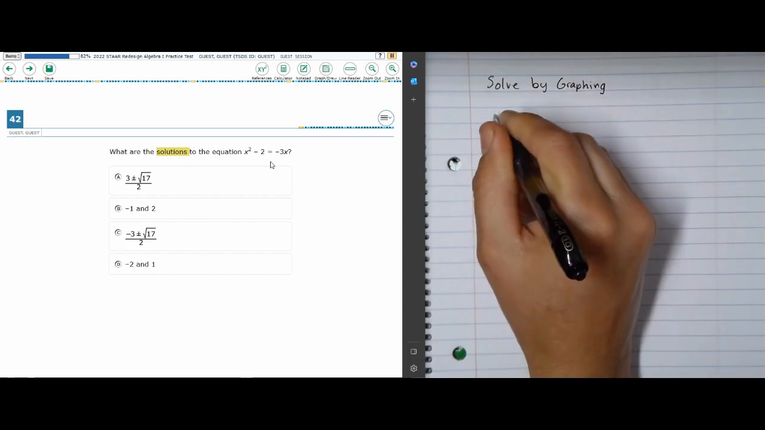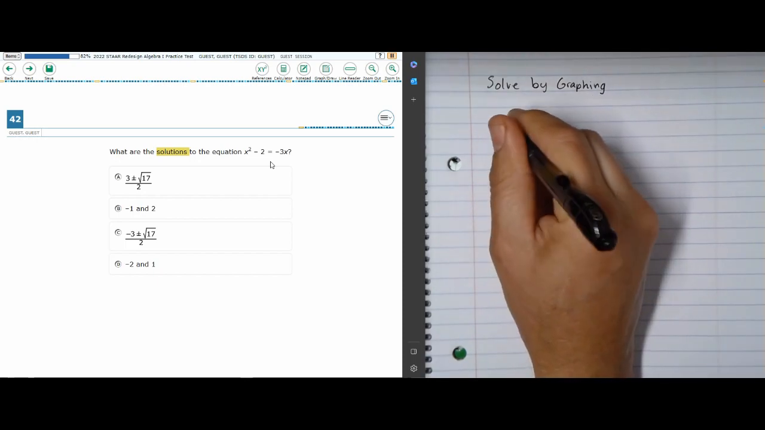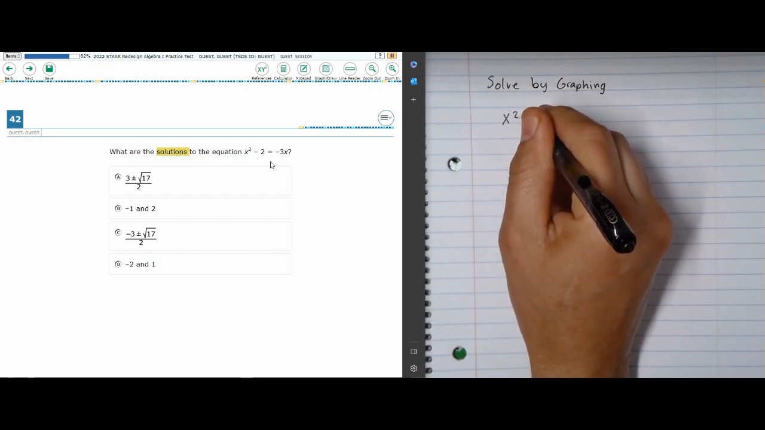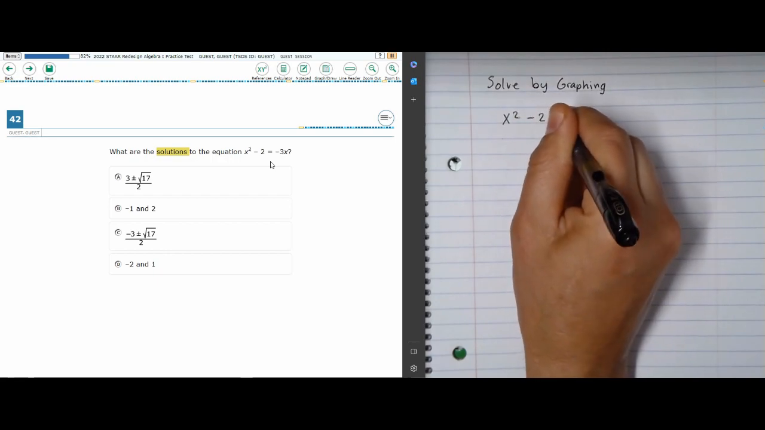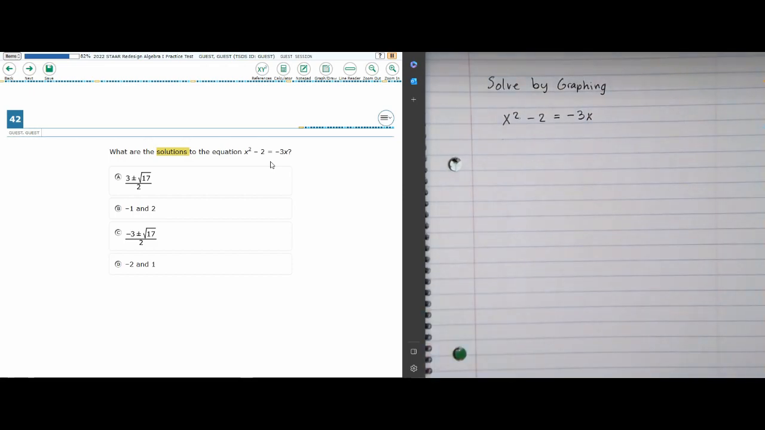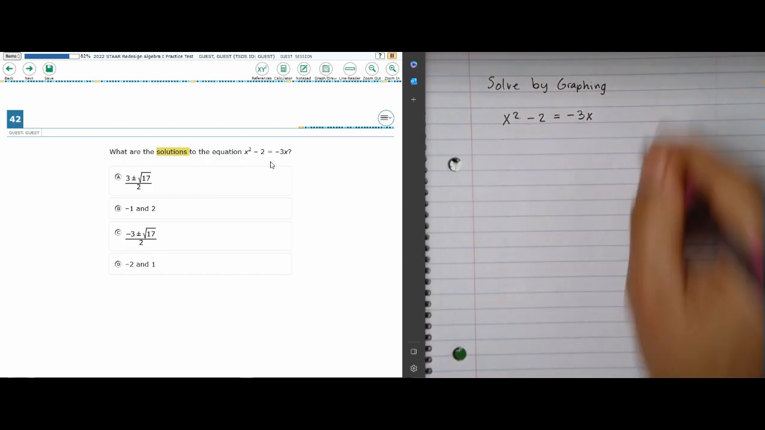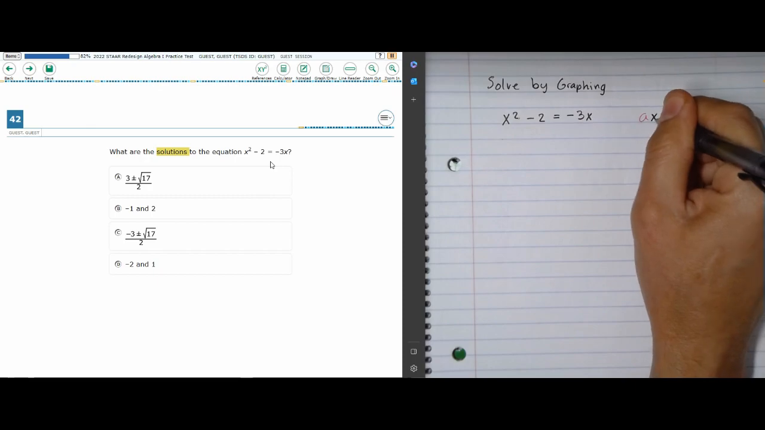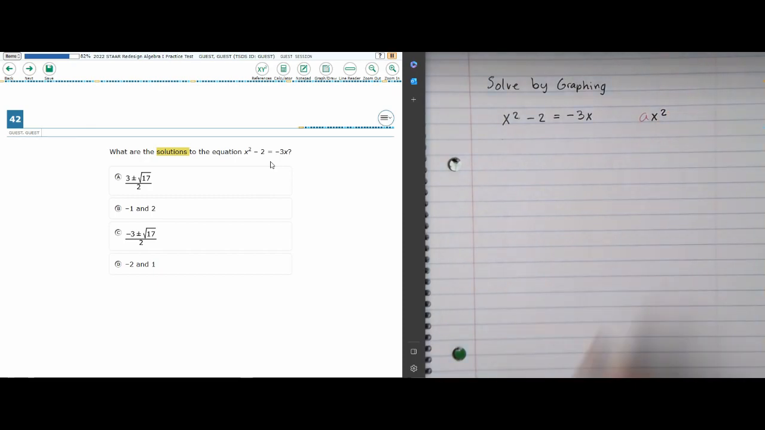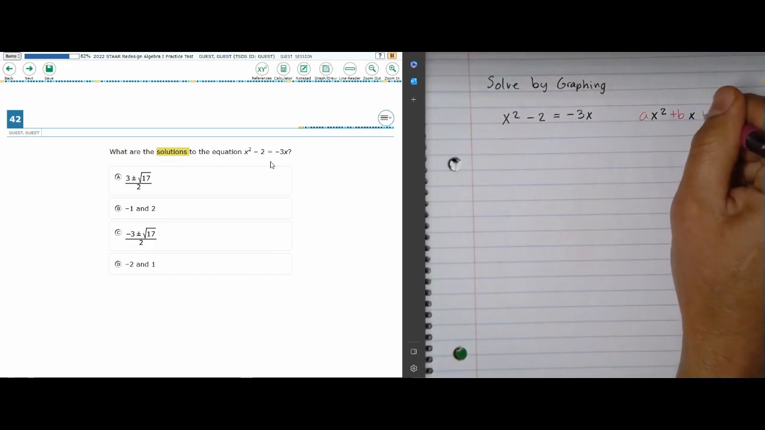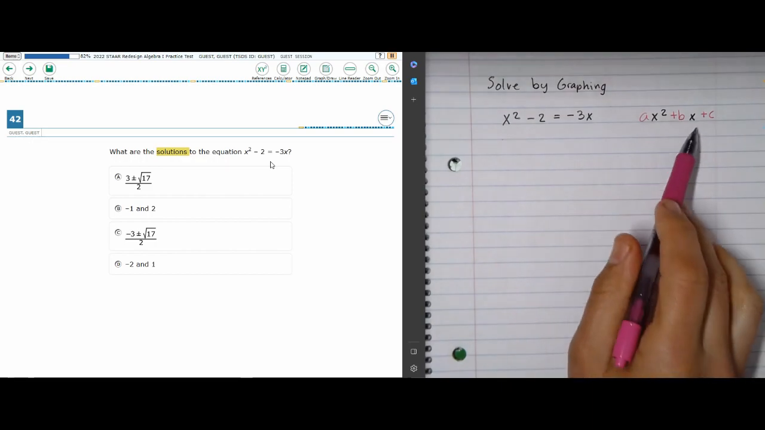Now if we wanted to do that, first we'd want to write this. So we're going to do x squared minus 2 is equal to -3x. Now in order to solve this, we actually need to have it in this form: ax squared plus bx plus c. So notice right now it's not in this form.